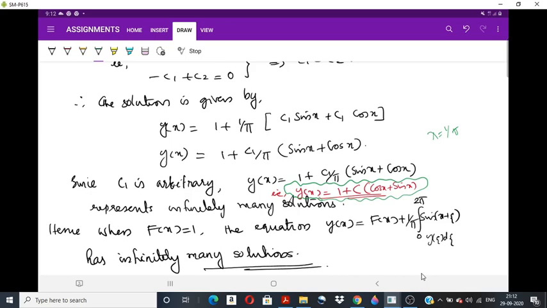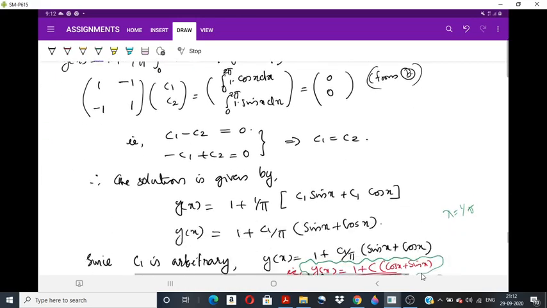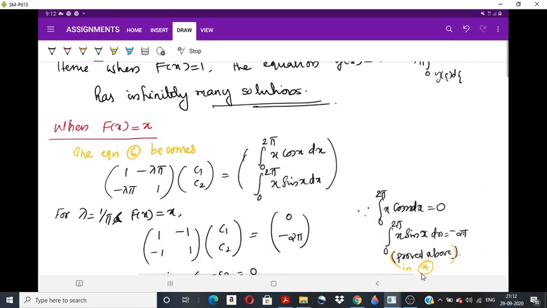Now we need to prove that when f of x equal to x, the system has no solution. For that we will prove that the system is not consistent. So when f of x equal to x, the right side matrix B becomes integral 0 to 2 pi x into cos x dx, and the second integral becomes integral 0 to 2 pi x into sin x dx. We already explained in part B that the values are 0 and minus 2 pi respectively.